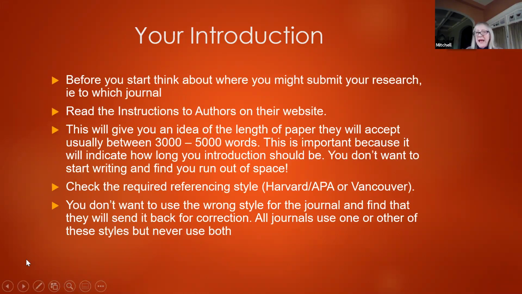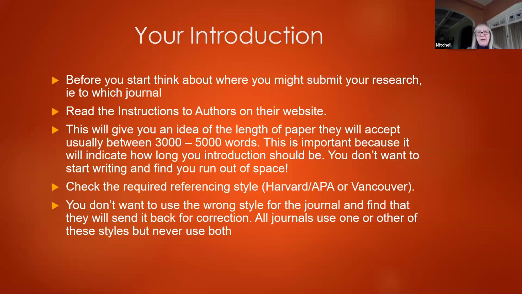So again, before you even start writing this section, you need to think about where you're going to submit your paper. I think this is a theme that you're going to hear over and over throughout this workshop: you need to know the journal and you need to know the author guidelines. One of the key points in the author guidelines is the length of the paper that they will accept. Generally, these are between 3,000 and 5,000 words.